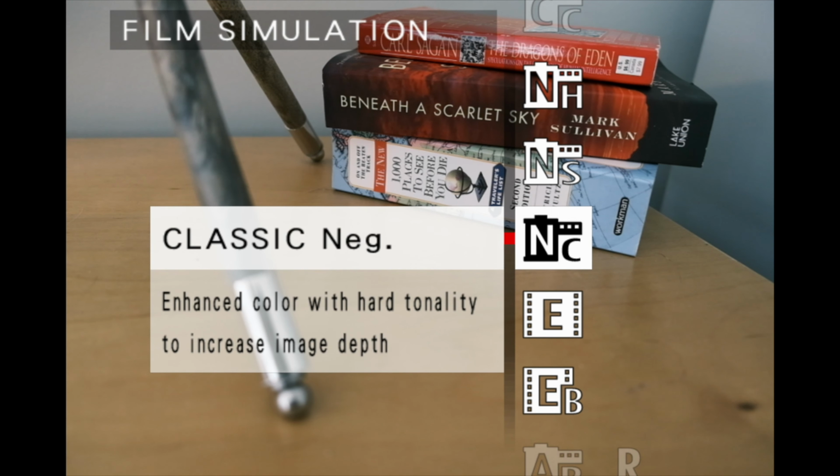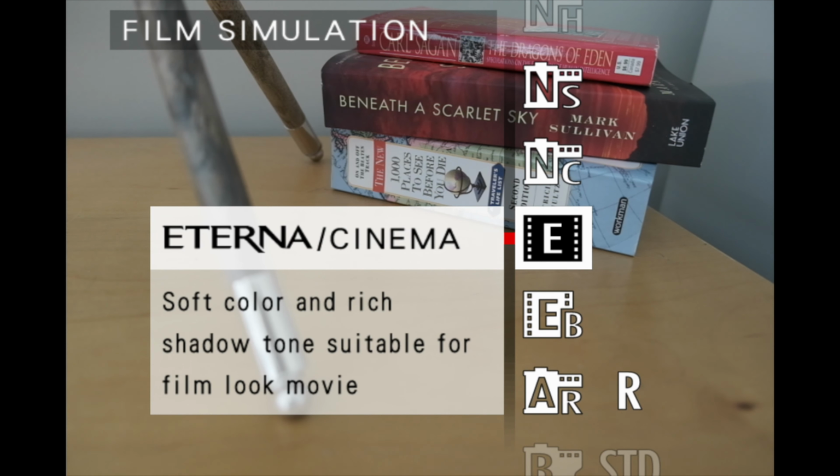And then we go down to Classic Negative, enhanced color with hard tonality and increased image depth. You can see the colors changing here. This is the same colors you'll see through your viewfinder or the back screen as you're shooting for your JPEG. Next one here is ETERNA Cinema, soft color, rich shadow tone, suitable for a film and movie look. This is a great one if you're filming with the camera and not so much taking pictures, but I do like this one with the 4K.